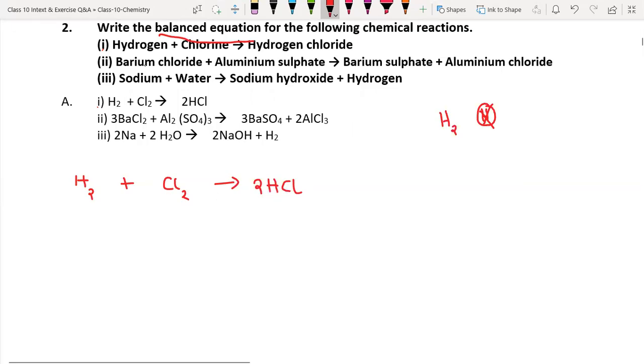Next, barium chloride. Guys, before writing molecules, have some idea regarding the crisscross method. Barium chloride, you see barium Ba, chlorine Cl. Valency for barium is 2, valency for chlorine is 1. 1 goes to barium, it will become Ba1, 2 goes to chlorine, it will become Cl2. At last you can write barium chloride as BaCl2, plus aluminium sulfate, aluminium Al, sulfate SO4.